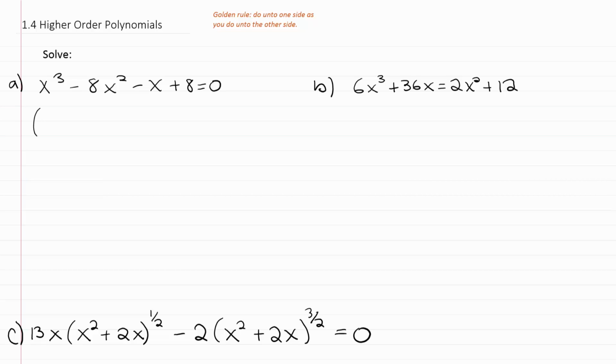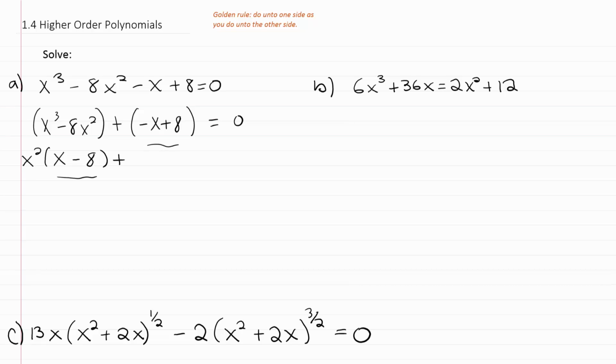If I were to group the first 2 terms and then group the second 2 terms, let's see what I would get. I'd have x to the third minus 8x squared, minus x plus 8. Well, in the first parenthesis here, I can pull out an x squared, and that'll leave me with just x to the first power minus 8. And then in the second parenthesis, perhaps just a negative 1. The reason why I'd want to pull out a negative 1 is because x minus 8 is very close to negative x plus 8. The only difference is the signs are opposite.